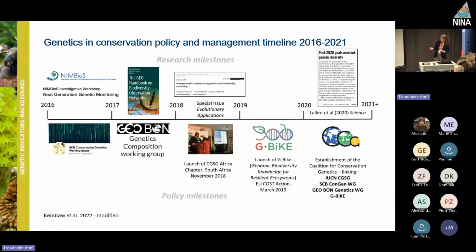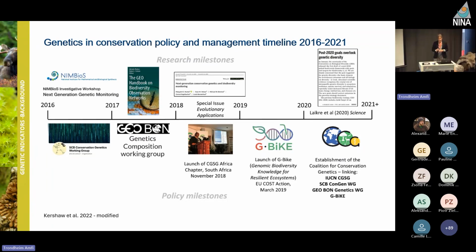Looking a bit further from 2015 and up till around 2020, there were, again, different research milestones and policy-level developments. There were a lot of things happening. There was both the Conservation Genetics Working Group of the Society for Conservation Biology and the Genetic Composition Working Group of GEO BON. And more recently, initiatives such as the Coast Action Network GBI, and also a network of networks trying to align some of the major initiatives looking at genetic diversity, called the Coalition for Conservation Genetics.